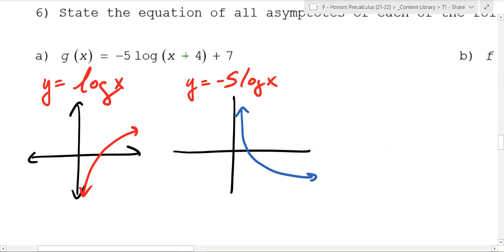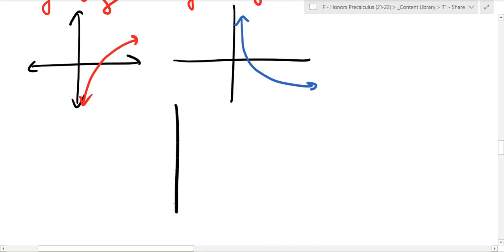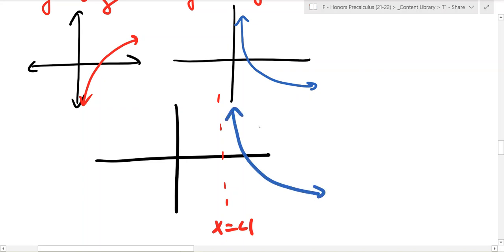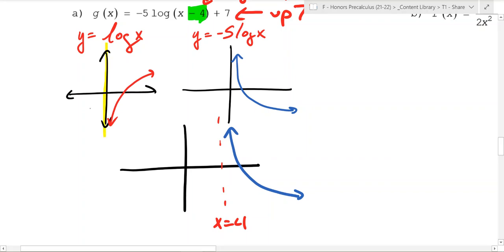And then what does the negative 4 do right here? It moves it 4 to the right, and this is up 7. So if we go right 4 and up 7 from here, we end up with right 4. So we're going to have a vertical asymptote at x equals 4. So it's going to look like this. So state the equation of all asymptotes. Well, the original asymptote here was x equals 0 for the vertical asymptote, VA. Now the vertical asymptote is not y equals 4, it is x equals 4.